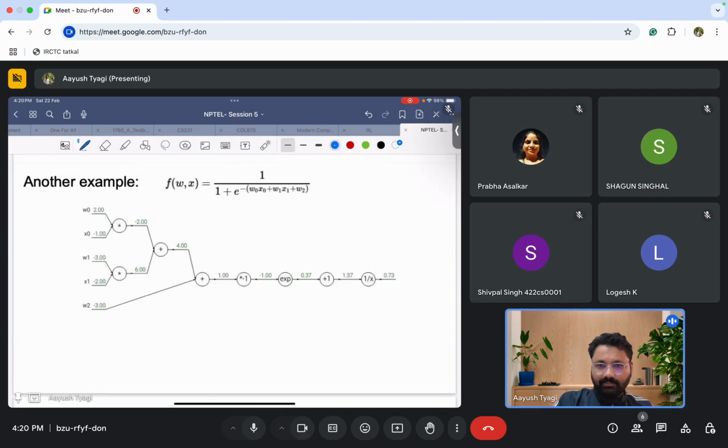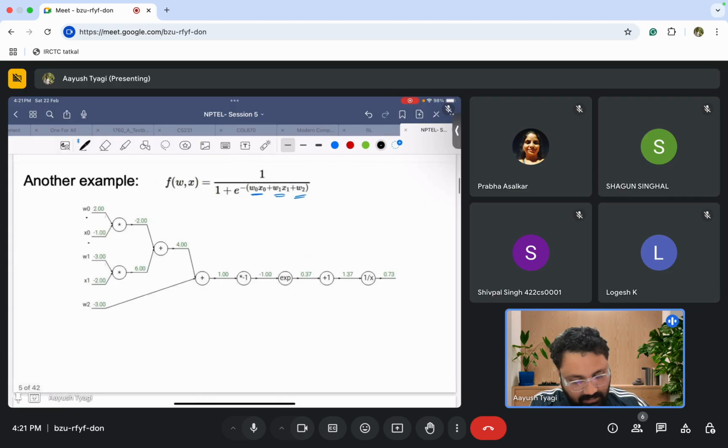In another example, let's say you have a function dependent on w and x, where we take a sigmoid of w0 x0 plus w1 x1 plus w2. How do you write it in a computational graph? You have a multiplication of w0 and x0, a multiplication of w1 and x1, and w2 which is independently represented. You add the two products, and finally you add w2.